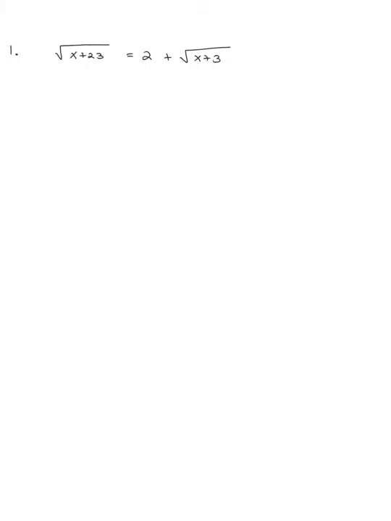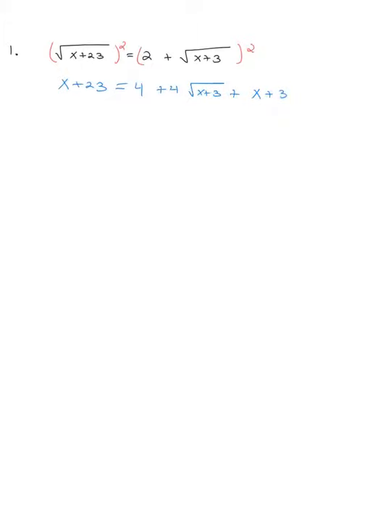To solve this root equation, we can simply start by squaring both sides since we've already isolated one of the roots. On the left, we get x plus 23. Now on the right, we square the first term. 2 squared is 4. If you square the last term, the square root of x plus 3 squared is x plus 3. But then you get double the product of the middle terms. 2 times this square root is 2 square roots of x plus 3. So if we double it, we get 4 square root x plus 3.